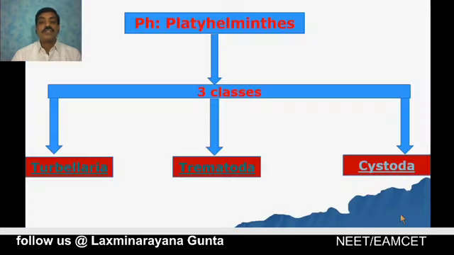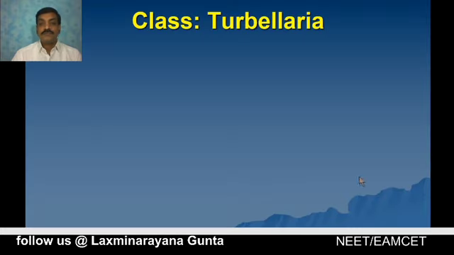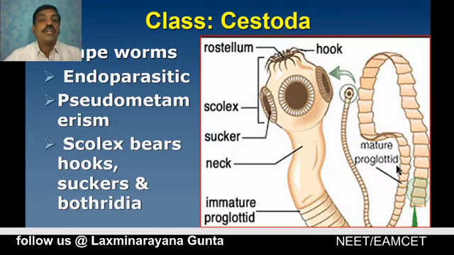Okay, coming back to the third class, that is Cestoda. Cestoda includes tapeworms. All tapeworms are included in Cestoda. These are all endoparasites, and pseudometamerism is observed in this class. Here in the diagram you can observe the pseudometamerism. Even though they look like metameres, this metamerism is false metamerism. It is not a true metamerism like that of annelids and arthropods.